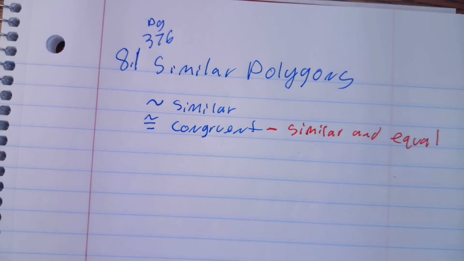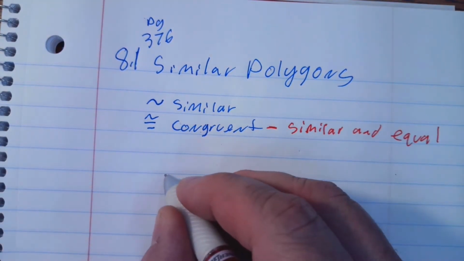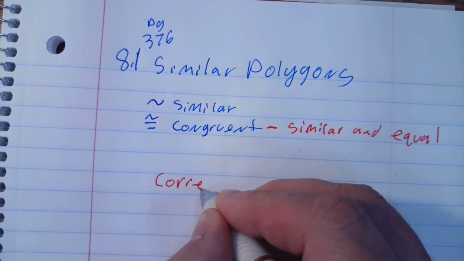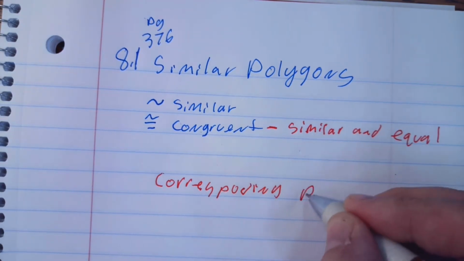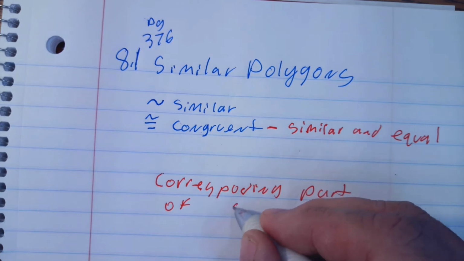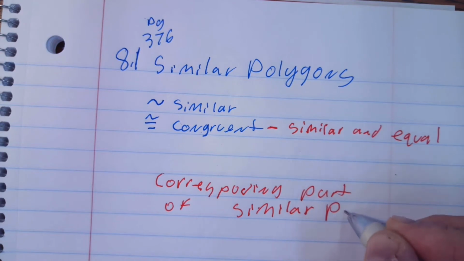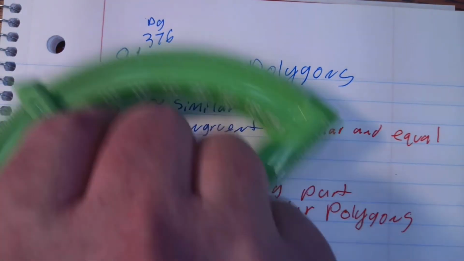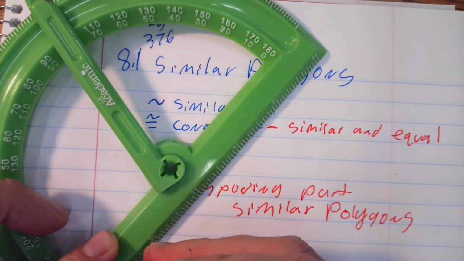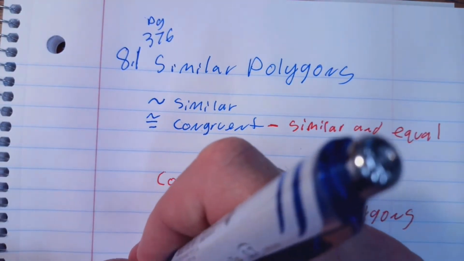We don't have any definitions, really, but we are going to look at corresponding parts of similar polygons and how that works. So I'm going to draw some polygons, and we're going to look at them and see why they're similar. I'm going to draw a little one and a big one, and I'll try to make them as similar as possible by freehanding.